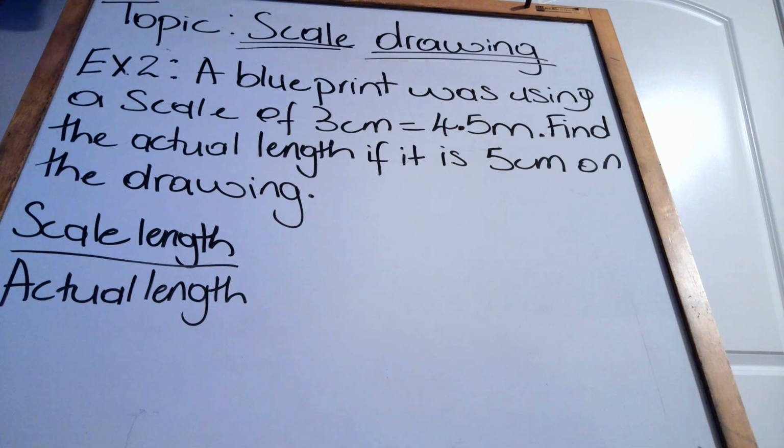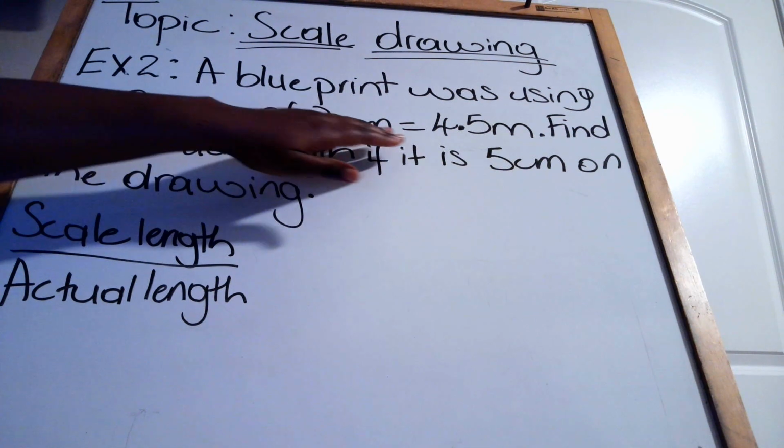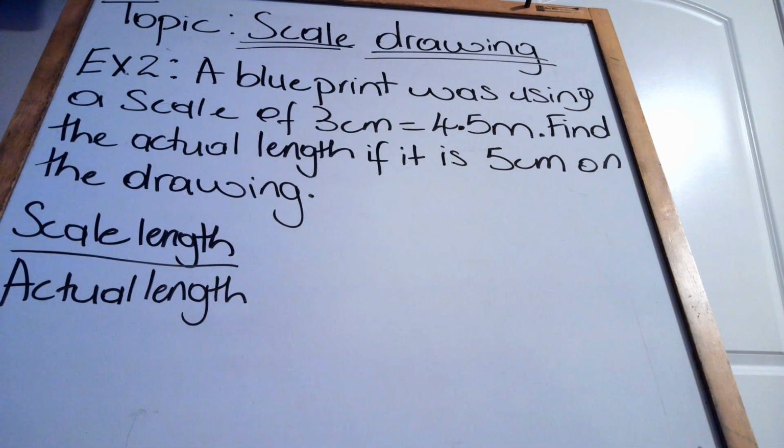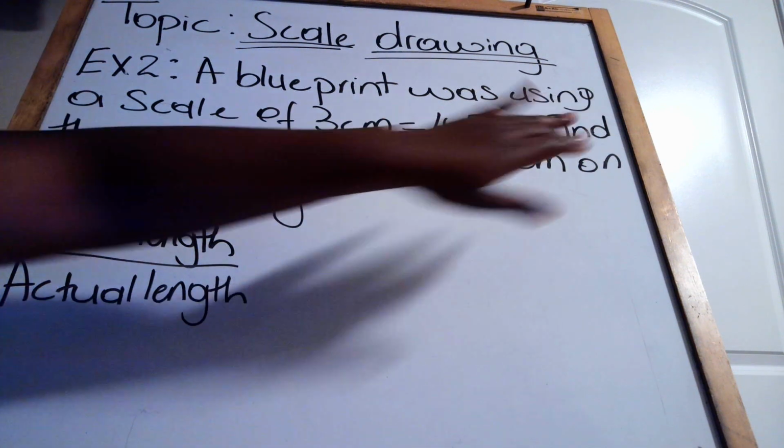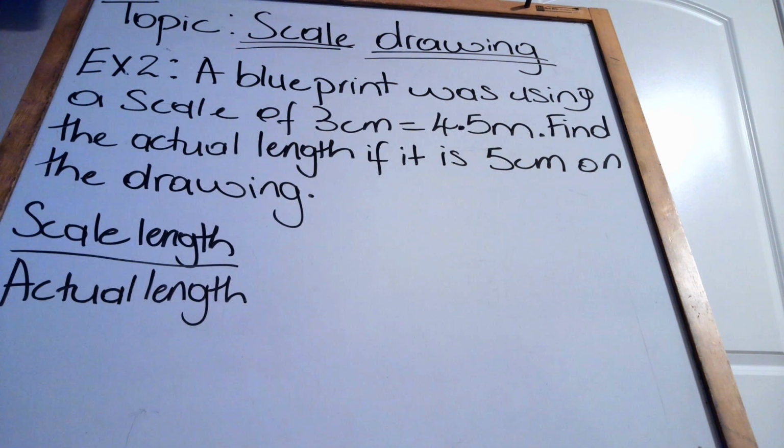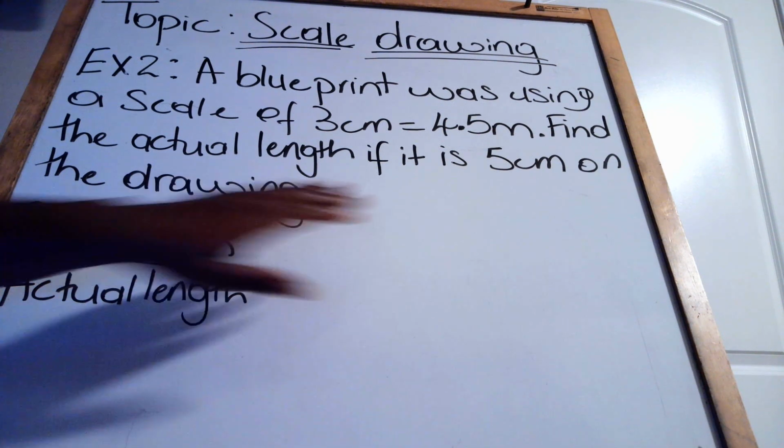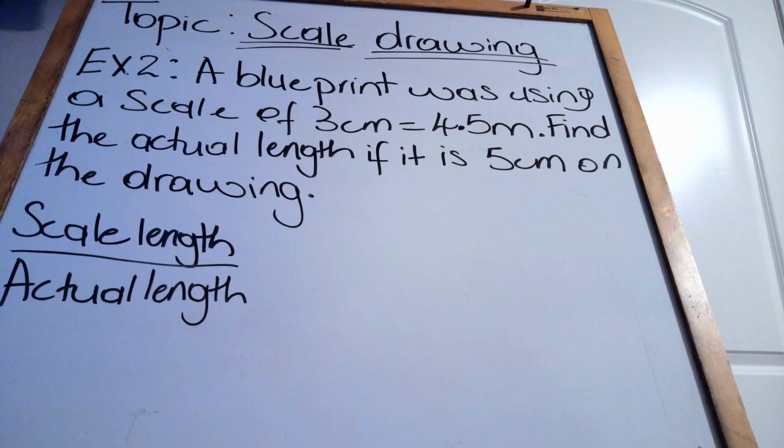So remember, read the question, try to understand the question. The question says, a blueprint was used in a scale of 3 centimeters equal 4.5 meters. Find the actual length if it is 5 centimeters on the drawing. Whenever we have a question, the first thing we need to do is find out what it is asking us to find, what it is asking us to do.